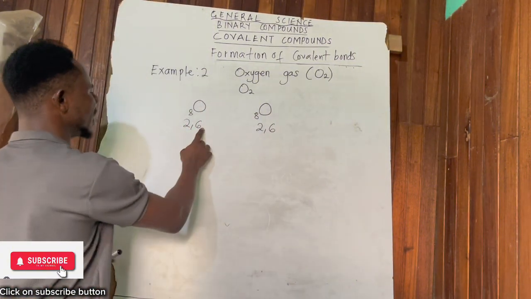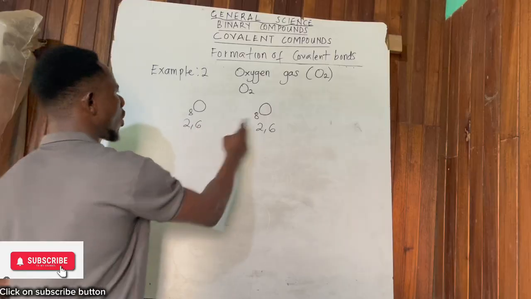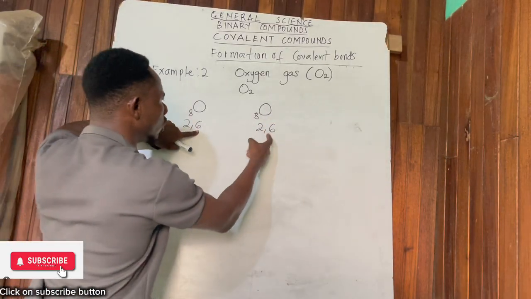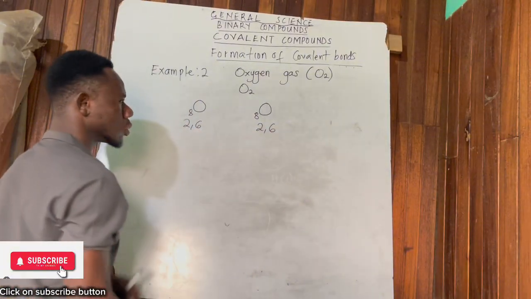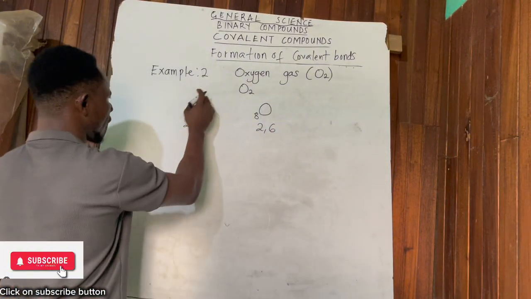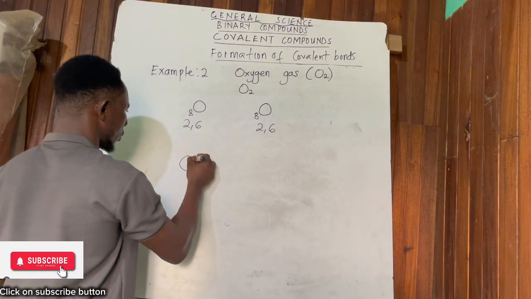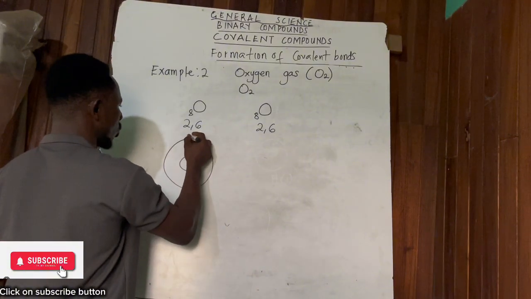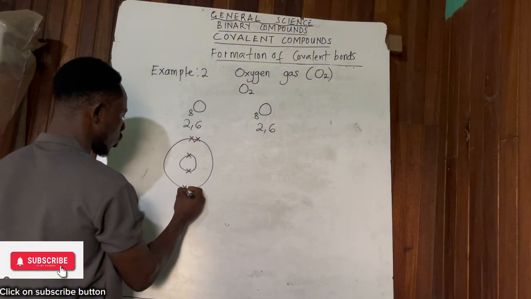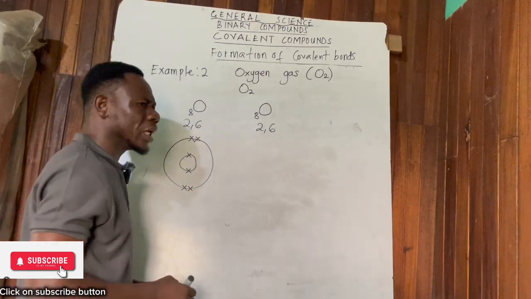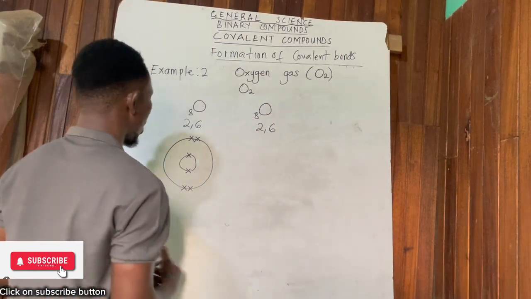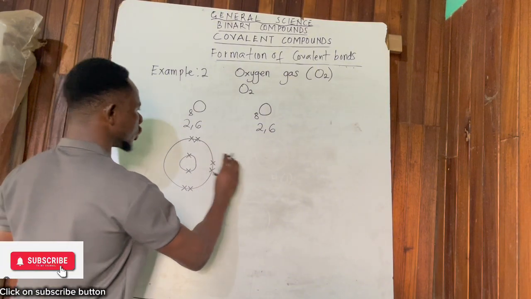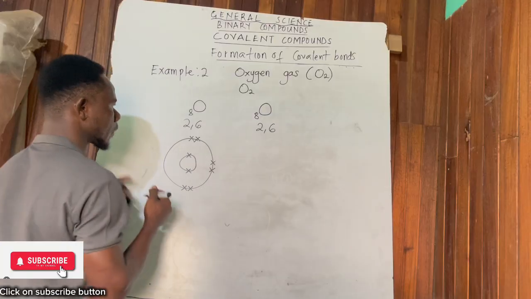Now, oxygen needs 2 to be stable. Oxygen here also needs 2 to be stable. This is going to share 2. This is also going to share how many? 2. So let's draw the normal oxygen here. 1, 2, then 6. 1, 2, 1, 2. How many is oxygen going to share? Oxygen is going to share 2. So this is what oxygen is going to share to this. Let me draw it here.